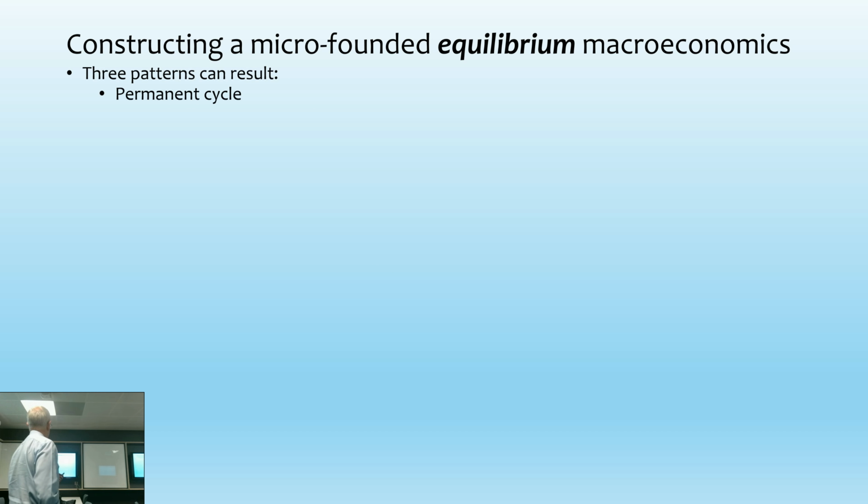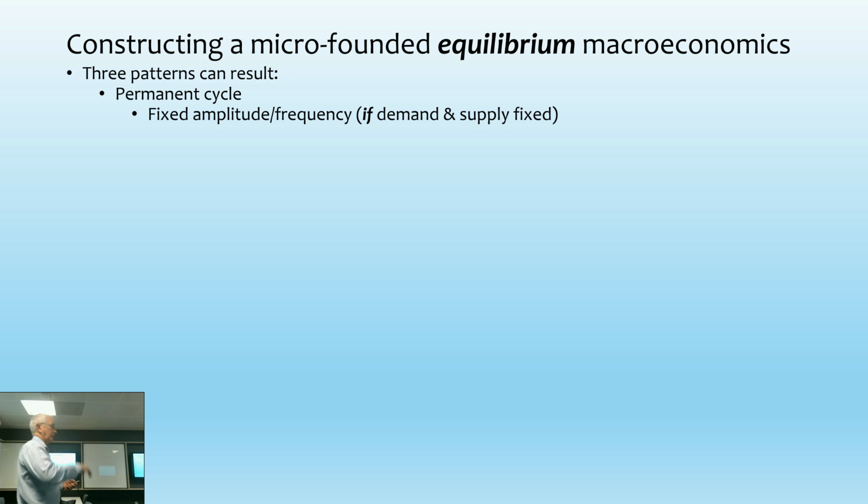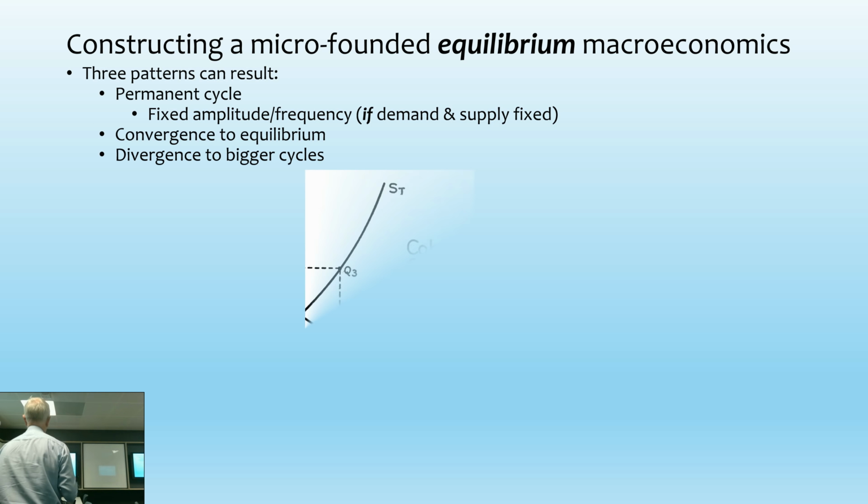So this is the pattern. You can have a permanent cycle. If you just imagine you've drawn them in such a way that you go from the demand price 1 year to the supply price the next, meaning there's huge supply so demand is low, meaning that next year you get low supply so the price is high. You can get that pattern occurring permanently. Or you converge to equilibrium, so you spiral in over a few years, or you diverge to bigger cycles.